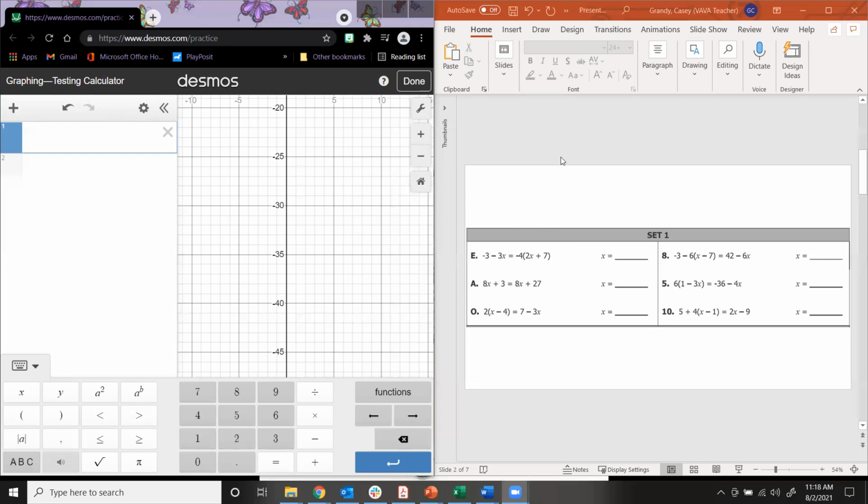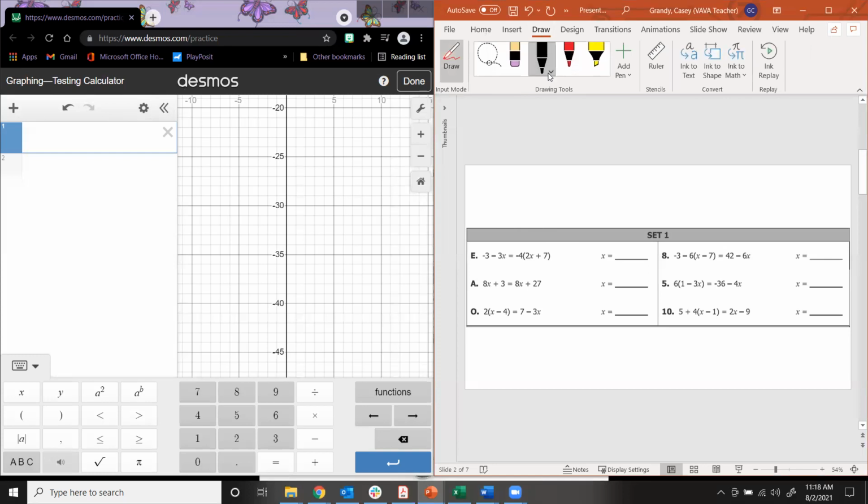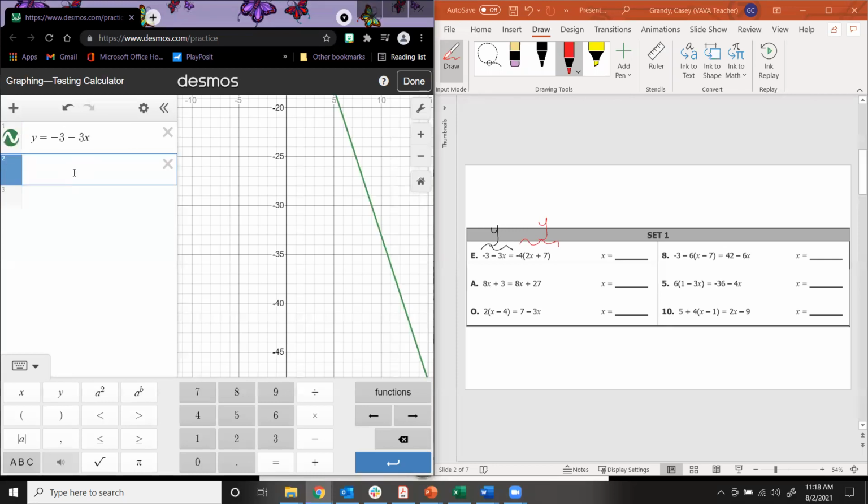What we're going to do here for our equation is take the left side of the equation and make that equal to y. So here for E, this will be equal to y. And then we're going to make the right side of our equation also equal to y. And I'm going to plug that into Desmos. In the first part, I'm going to put y equals whatever was on the left side, negative 3 minus 3x. Then for the second equation, I'm going to do another y equals, and I'm going to make that equal to the right side of the equation, negative 4, 2x plus 7.